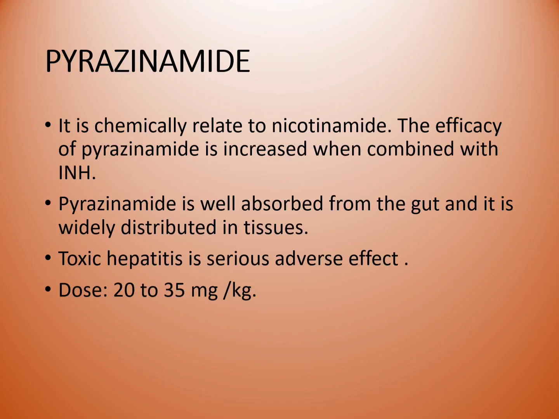The next example, pyrazinamide. It is chemically related to nicotinamide. The efficacy of pyrazinamide is increased when combined with isonicotinic acid hydrazide. Pyrazinamide is well absorbed from the gut and it is widely distributed in all the tissues. Toxic hepatitis is a serious adverse effect of this drug. Dosage 20 to 35 mg per kg.